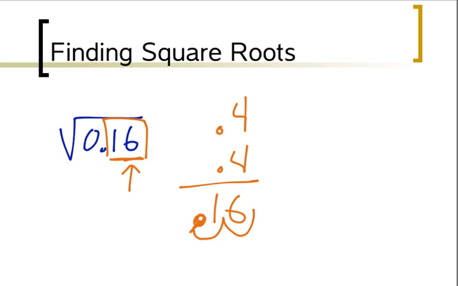So when you have square roots of decimals, you still look at the number and think what's its square root, and then you just have to add a decimal in there based on how many decimal places you have in the solution. So our answer here is still 0.4.